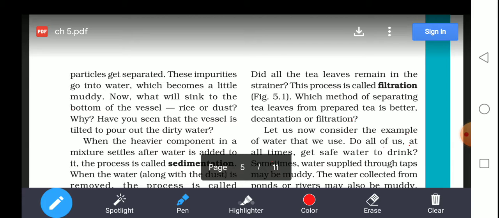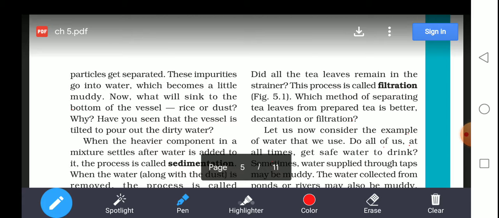The particles which are larger in size float on the water, and they can be separated. Have you seen that the vessel is tilted to pour out the dirty water? Yes, we have seen the dirty or muddy water. The glass is tilted and we pour it into a separate jar, so we are removing all that muddy water. When the heavier components in a mixture settle after water is added to it, the process is called sedimentation.